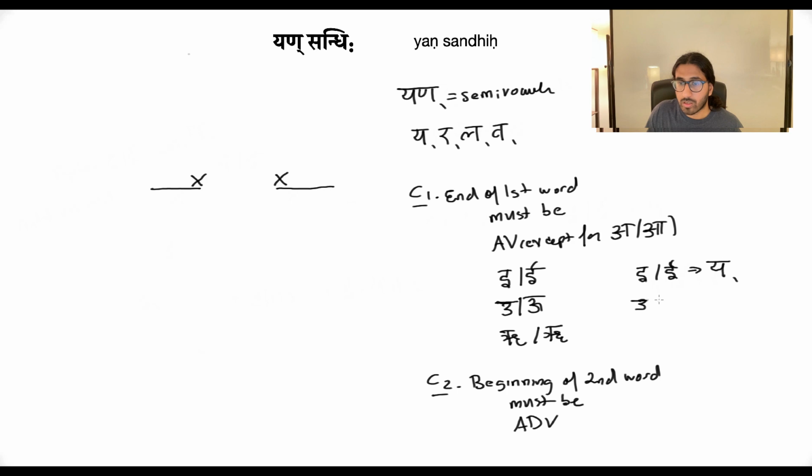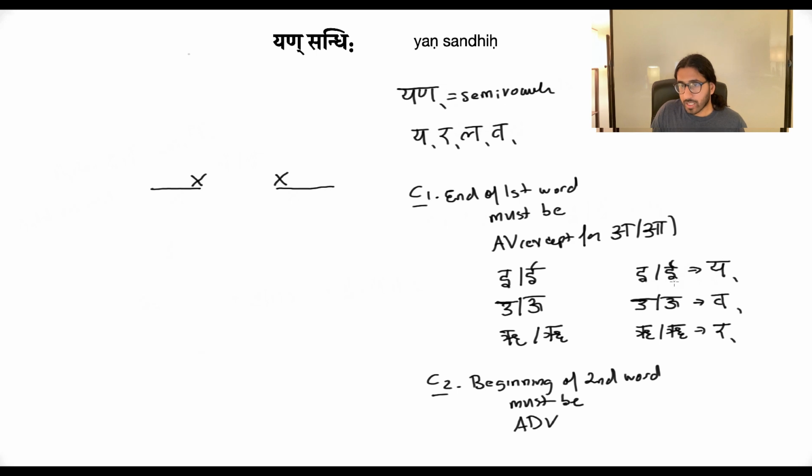U or ū is associated with the semivowel va. And ṛ or ṝ is associated with ra. La we don't have to worry about, because that's associated with the vowel that we're not going to see as much, so rarely.